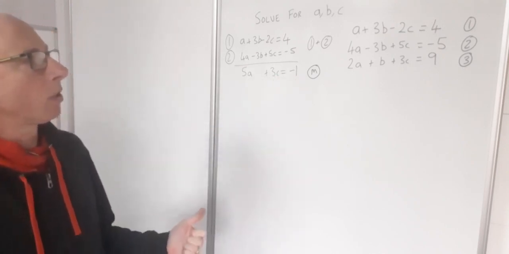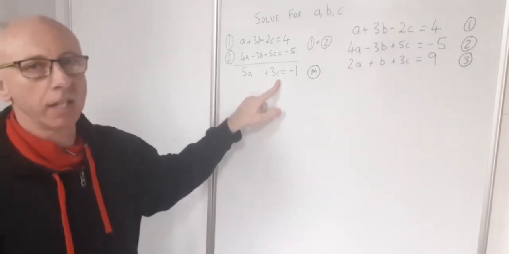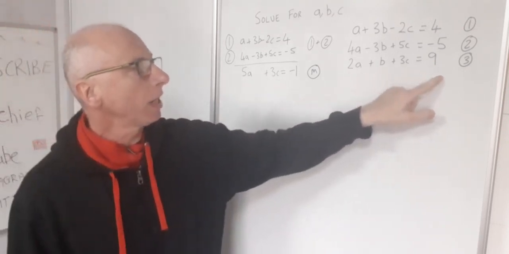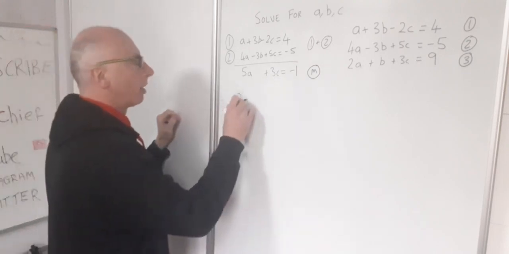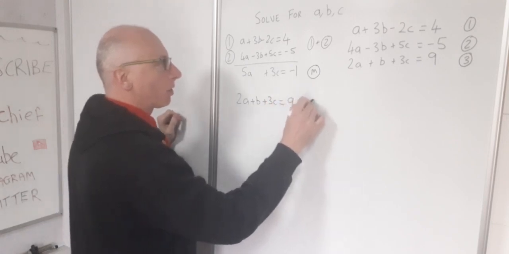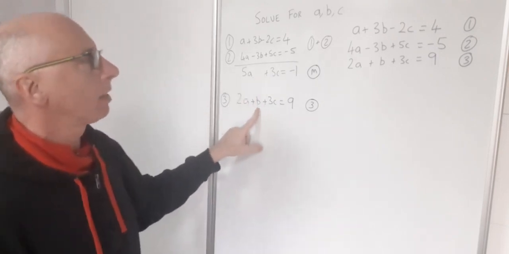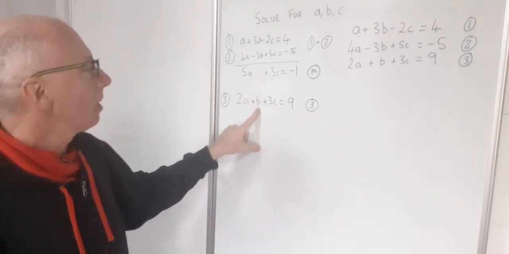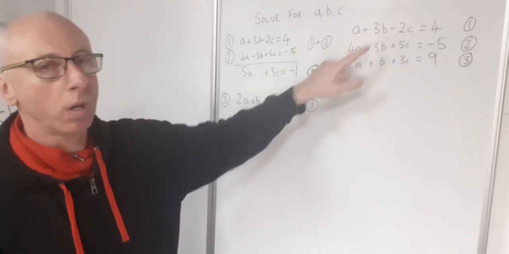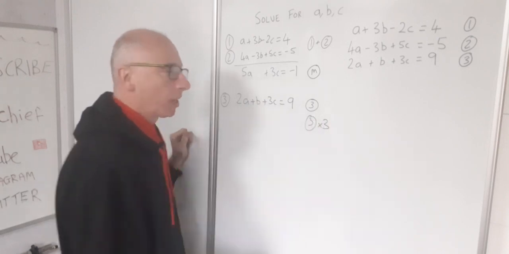Now what I want to do is to do something with equation 3 to try and get an equation with an a and a c in it again. And that way then I can eliminate one of these variables. So equation 3 has got 2a plus b plus 3c equals 9. Now I need to do something with that to try and get my b to disappear. So let's multiply this up to get a positive 3b like we've got on equation 1. So now let's get equation 3 and multiply it by 3.